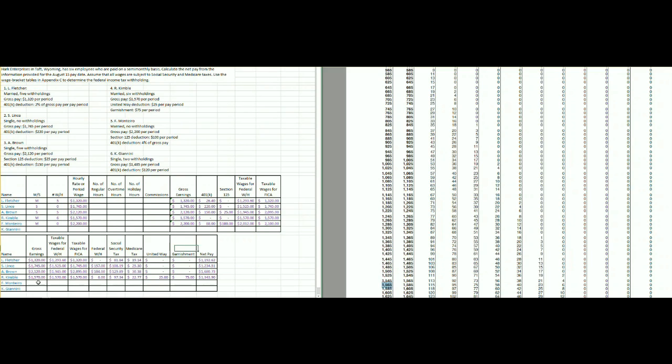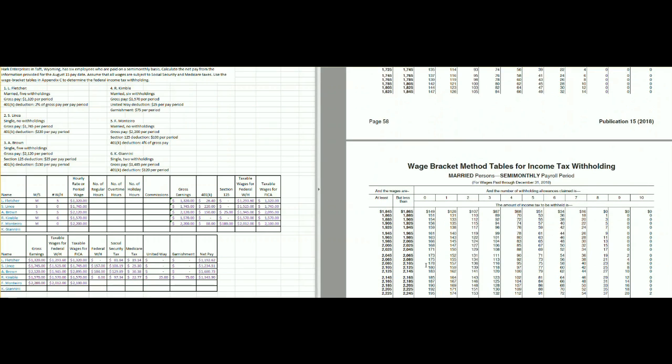Moving on to the lower table, we have gross earnings of $2,200, federal taxable earnings of $2,012, and FICA taxable earnings of $2,100. Looking at the married table for semi-monthly, for federal taxable wages of $2,012, it'll be in this range, with zero withholdings, which gives federal tax of $168. Our calculation for Social Security is taxable wages for FICA times 0.062, and our calculation for Medicare is our taxable wages for FICA times 0.0145.